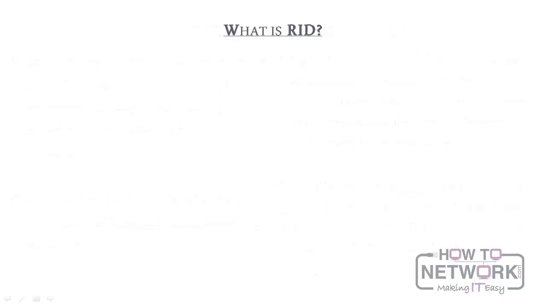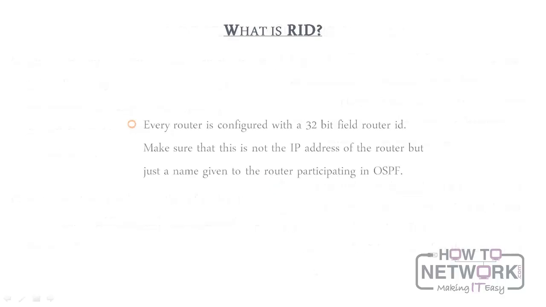So what is the RID? Every router is configured with a 32-bit router ID. Make sure that this is not the IP address of the router, but just a name given to the router participating in OSPF. If the loopback interface is configured with a non-127/8 IP address, the Junos OS uses that address first. If a loopback interface is not configured, Junos uses the next suitable address, typically the dedicated management interface.